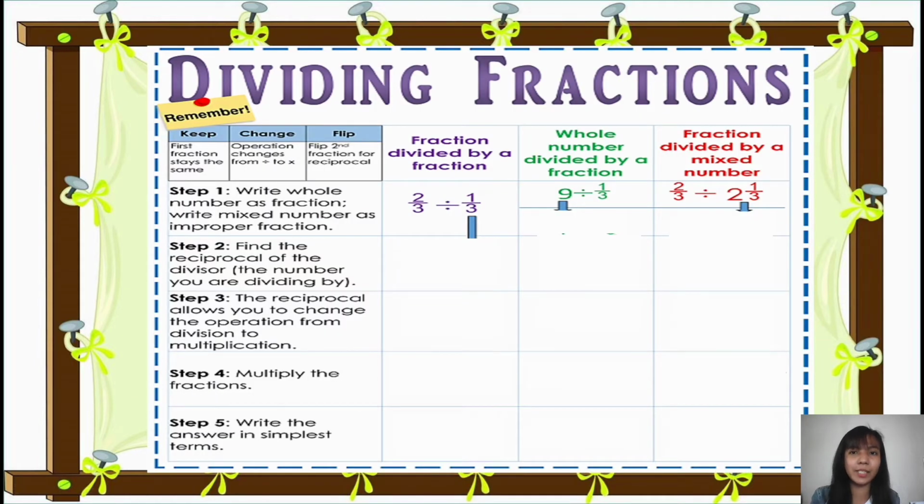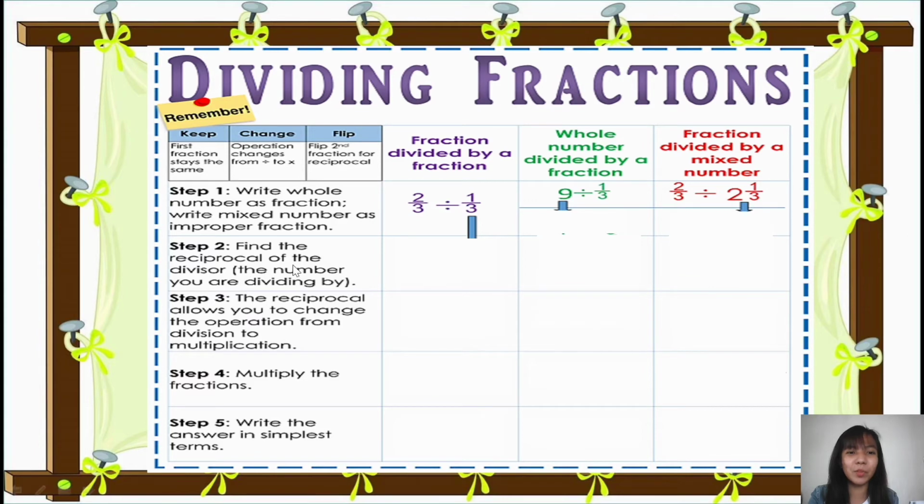So, let's have an example in dividing fractions. These are the steps that you need to remember for you to divide fractions in different given numbers or given fractions. So, example here, 2 over 3 divided by 1 over 3. So, step 1. You have to make a whole number into a fraction. Actually, in the first example here, they are already fractions. Alright, so skip step 1. Let's go to step 2.